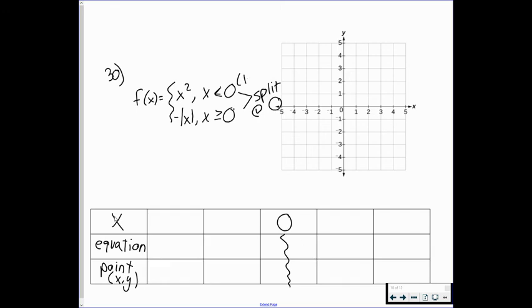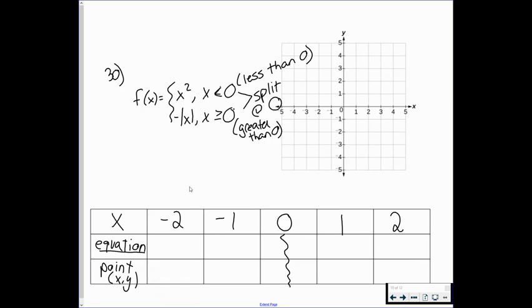X is less than 0 means I'm only going to choose numbers that are less than 0 for the first two spots, like -2 and -1. For the last two spots in my table, I'm going to choose numbers that are greater than 0, because that's what x is greater than or equal to 0 means. So I'm going to use 1 and 2. That's the setup of our table, and again, that came directly from looking at the intervals for x.